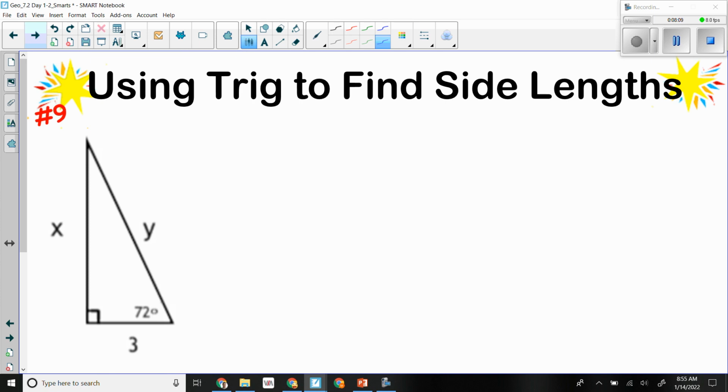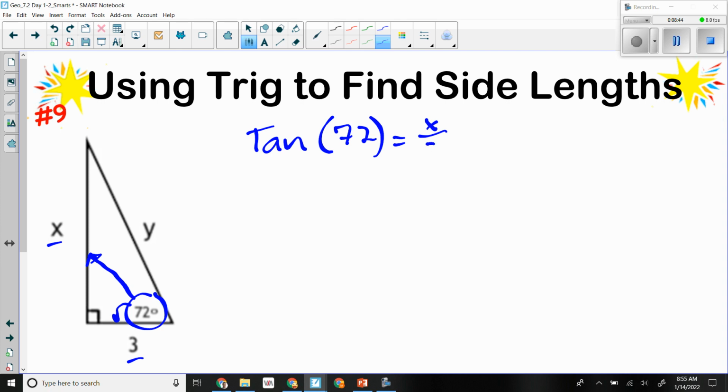All right, number 9. This time we're given the angle 72 down here, and we need to find both x and y. So let's do it in alphabetical order. Let's find the x first. And compared to this x, the only other information that I know is the 3. Okay, I don't really have any idea what y is yet. We'll get there eventually, but compared to the 72, I have my opposite and my adjacent, which is going to be TOA, or tangent of 72. And tangent of 72 equals the opposite x over the adjacent 3.